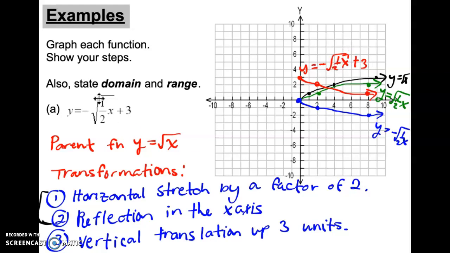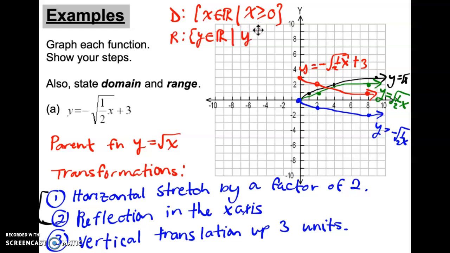They are asking for the domain and range as well, so we can look at that red graph. The domain actually hasn't changed. The domain is still going to be x is an element of the real numbers, such that x is greater than or equal to 0. But the range has been affected by our transformations. It starts at 3, and it only goes down. So y is less than or equal to 3. So there's my domain and my range.